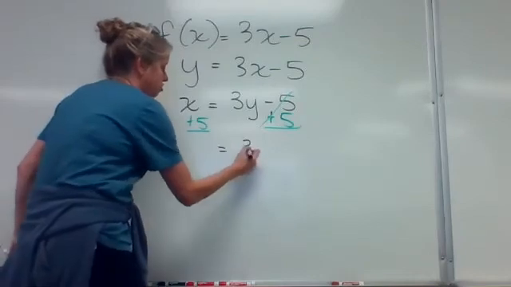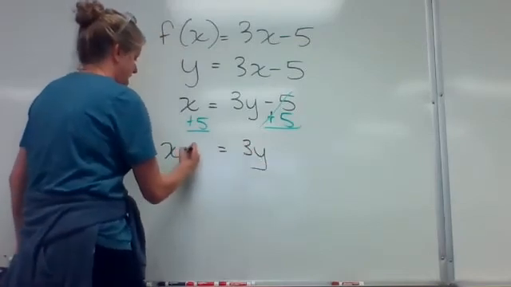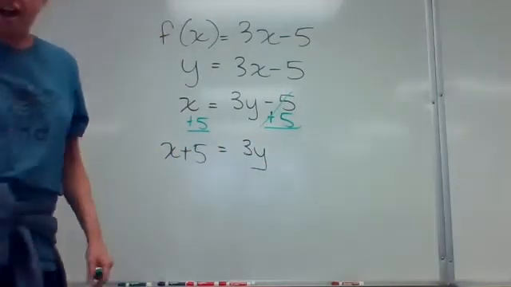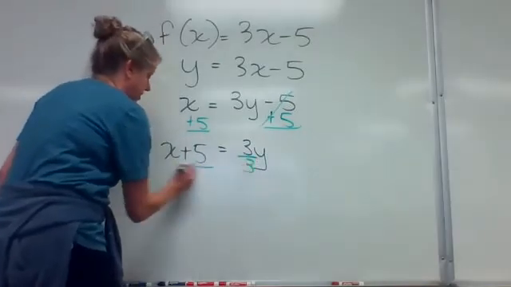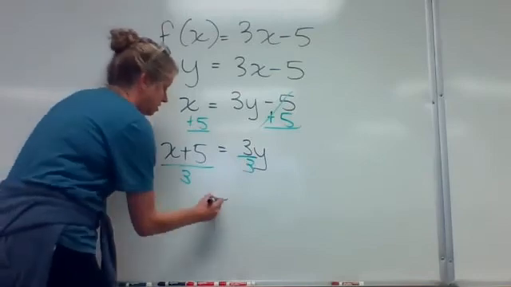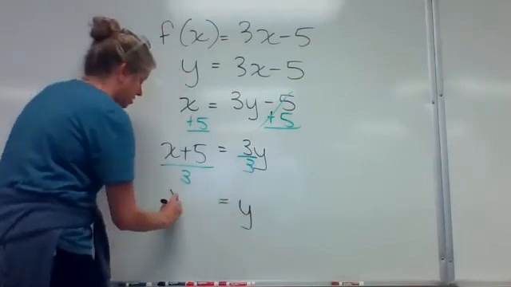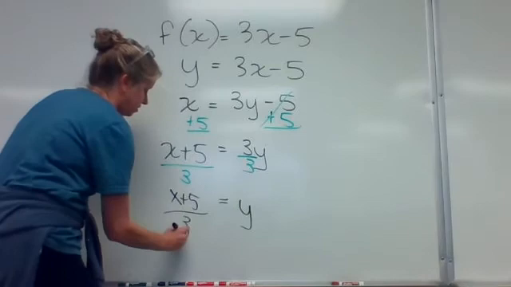So now I have 3y equals x plus 5, and then divide by 3. So y equals x plus 5 over 3.